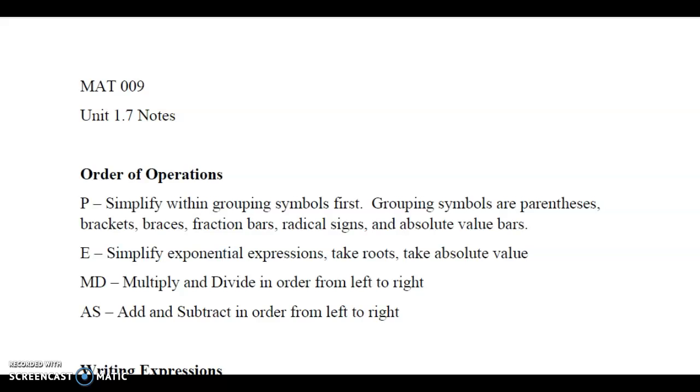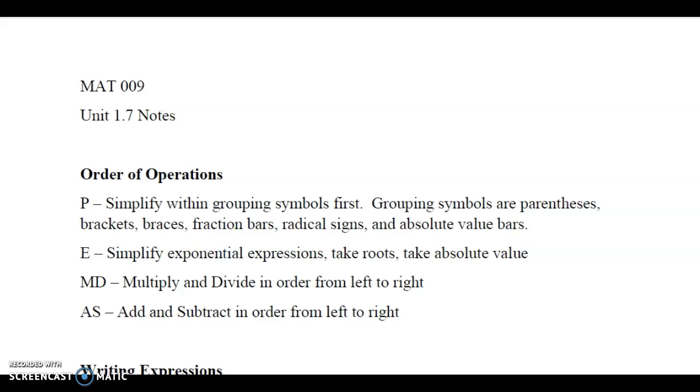But we also could have radical signs like square roots or absolute value bars. And if there are any operations inside of a radical sign or inside of an absolute value bar, you go through the order of operations within those first before you take the root or before you take absolute value. So the second step, which we usually think of as E for exponents, does mean to simplify exponential expressions, but it also could mean to take roots like square roots or to take the absolute value.